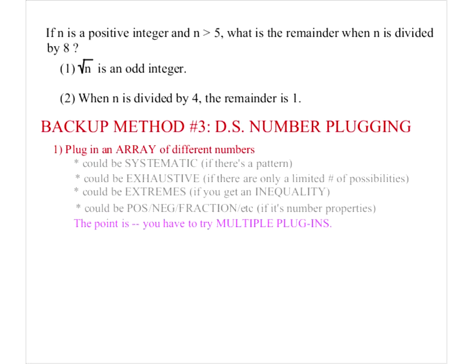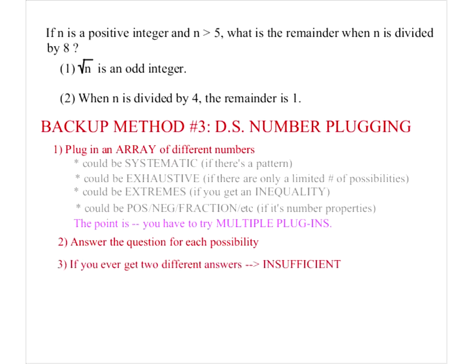This is a stark contrast to the other kinds of number plugging, because with the multiple choice questions, if you pick one well-placed number or set of numbers, you're done. You'll get an answer. But here, this is sufficiency. It's impossible to tell sufficiency without plugging in multiple possibilities. Then, basically, you just answer the question for each possibility. And if you ever get two different answers, then that's insufficient. If you keep getting the same answer every single time, then that's sufficient. That's pretty much how this works. So you plug in an array of different numbers, answer the question for each possibility, and then you just see what happens.